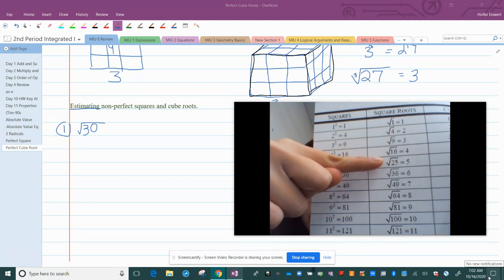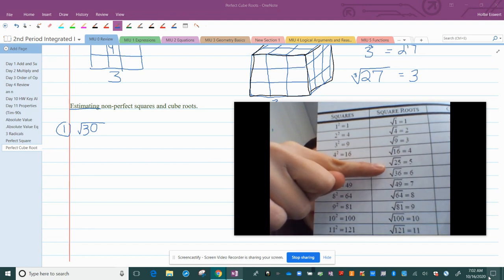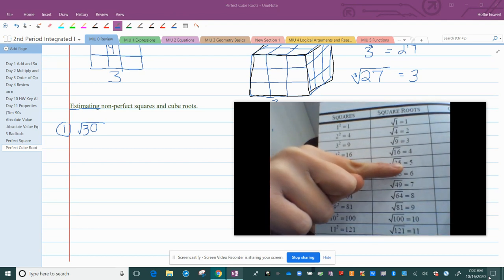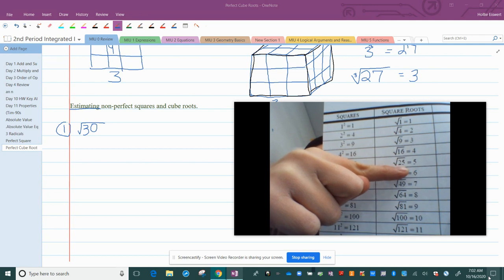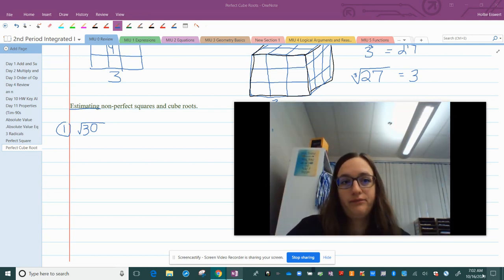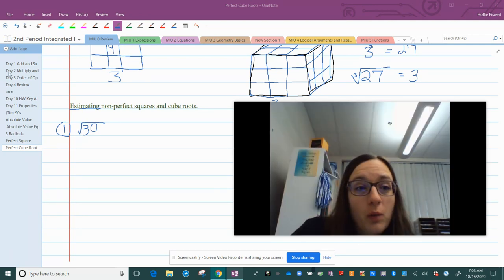Okay, so all we have to do is look down our list and see where 30 would fit between. Oh, well, it's bigger than 25, but less than 36. So it would be right between these two numbers here. It's going to be between 5 and 6. So that's all we put.